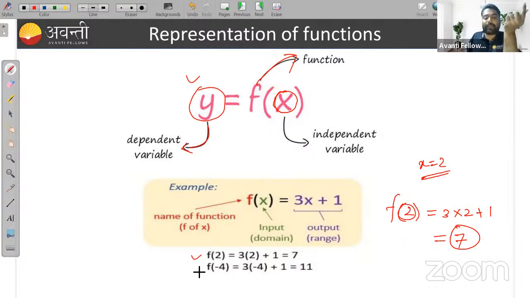Similarly, I have taken another example, that is f of minus 4, right? And f of minus 4 will be 3 into minus 4 plus 1, that is 11. Okay? So this is all about your representation of function, right?